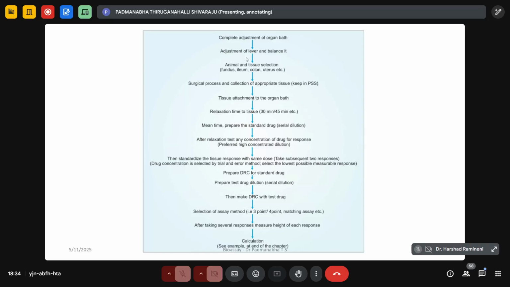So even if you don't adjust the liver and balance it properly, even if the tissue is responding, you will not get proper recordings on the chymogram. So that is a very important step, the adjusting of the liver.